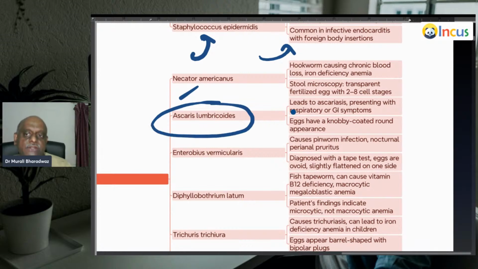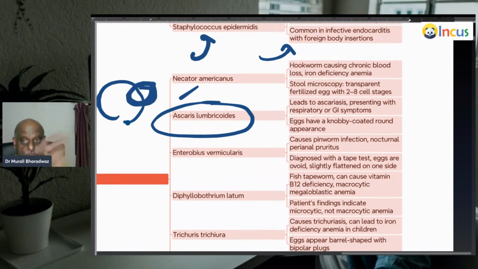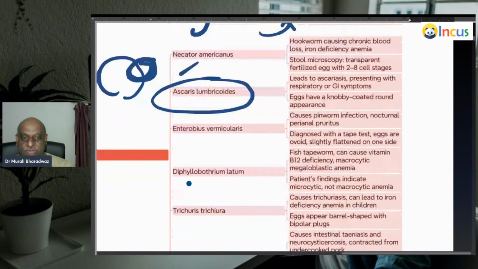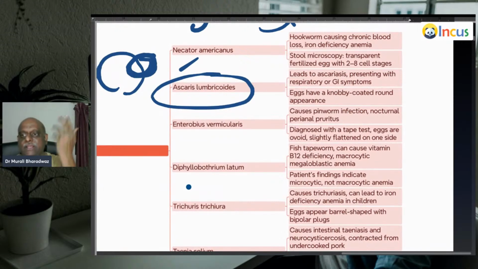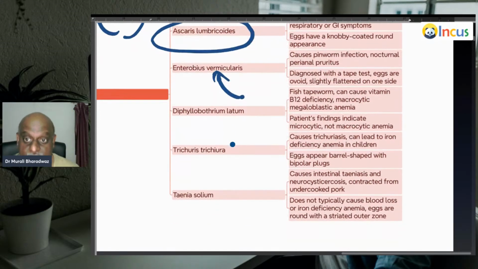Ascaris lumbricoides leads to ascariasis. The egg is knobby, doorknob-like, with a knobby coated round appearance. Enterobius vermicularis is pinworm. Nocturnal perianal pruritus will be there. Tape test: apply a tape, and the eggs stick to that. Eggs are ovoid, slightly flattened on both sides.